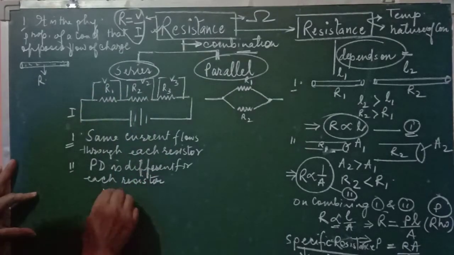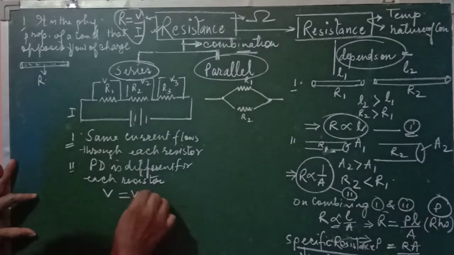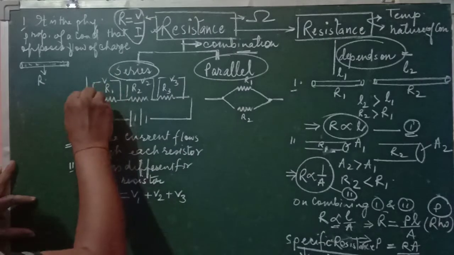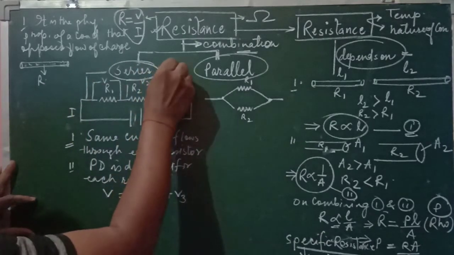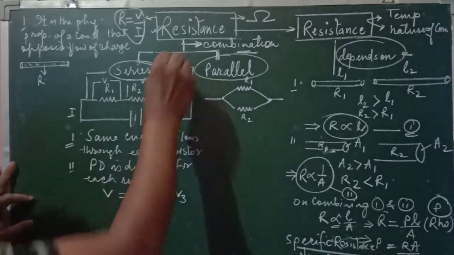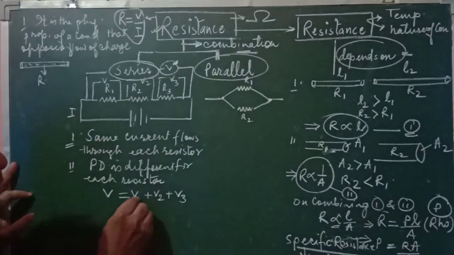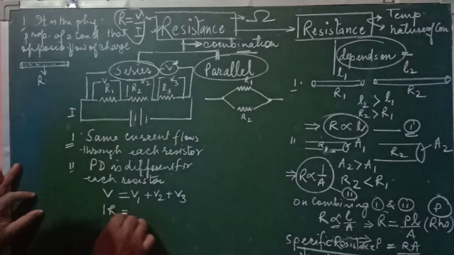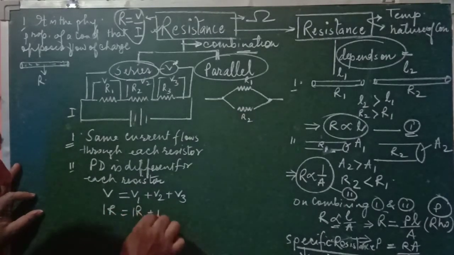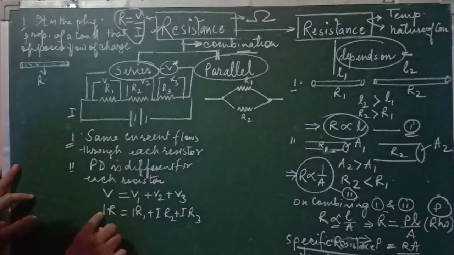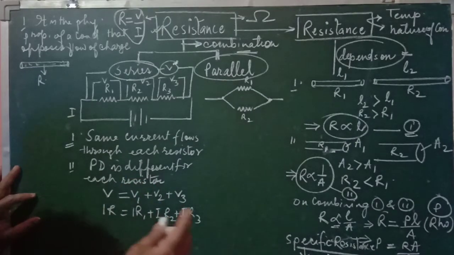Understood? Where V is equal to V1, V2 and V3. If you measure from there to that point and take it as V, then that net potential difference is the sum of each potential difference. So V equals IR, here also IR1, IR2, IR3, because I is the same, so we need not write I1, I2 or I3.